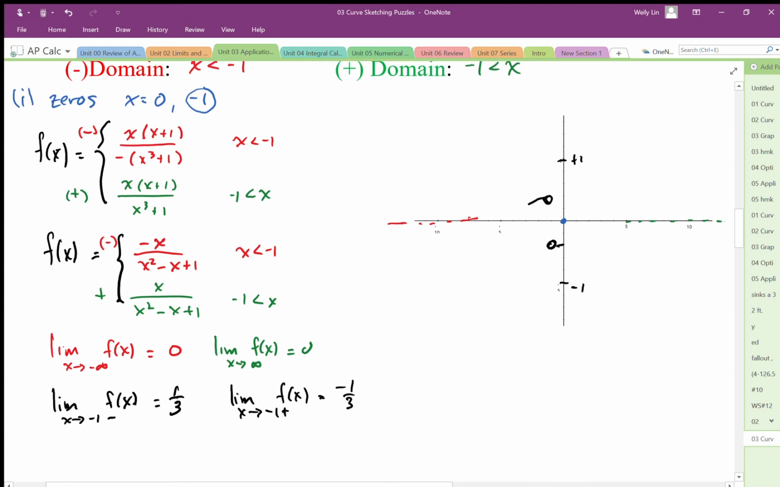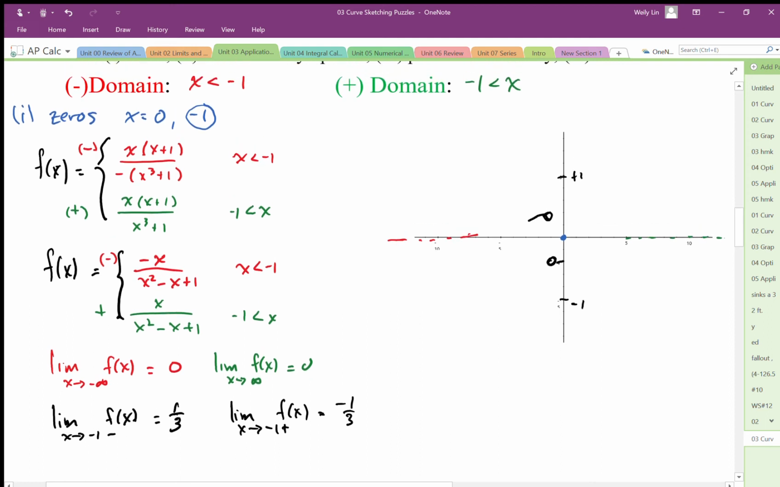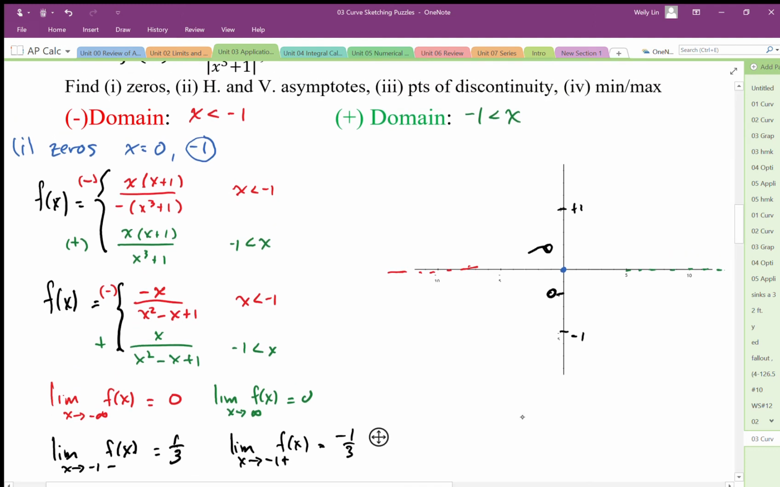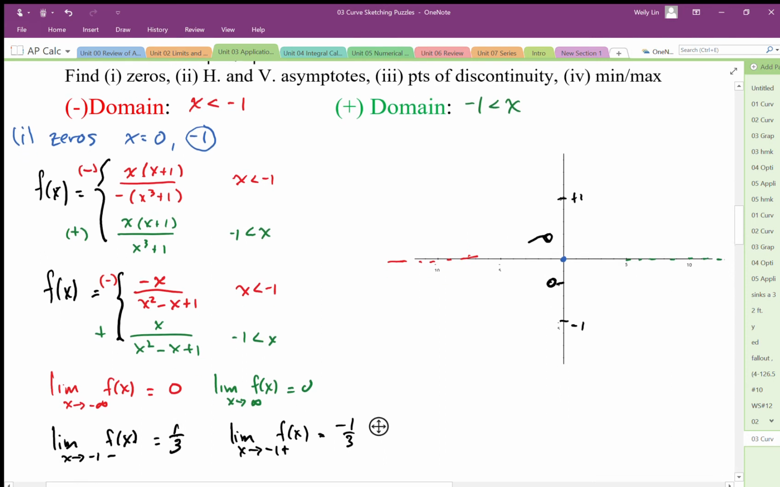Okay, so there are lots of things we have to keep track of when we're drawing this function, so we need to be very organized with this. I've got my asymptotes figured out. I have my 0 figured out. I have this point of discontinuity, and I know exactly what's happening here. It's a hole going to this point from the right side, and a hole going to here from the left side. The last thing I want to do is find min-maxes.